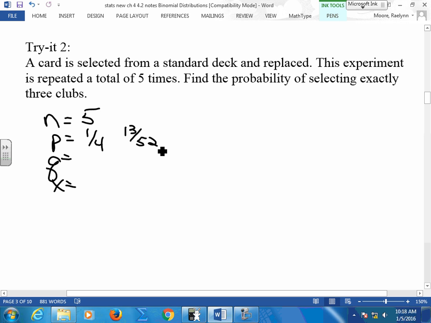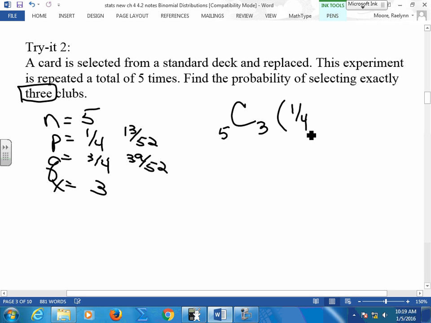What's your 1 minus this? 3/4 or 39 out of 52? Okay. Either way you do this. What's your X? 3. You want exactly 3. Now you can use either one and leave it in a fraction. If you use this, you're doing this 5 times, you want 3 successes. Whether you put 1/4 or you put 13 over 52, it works the same way.